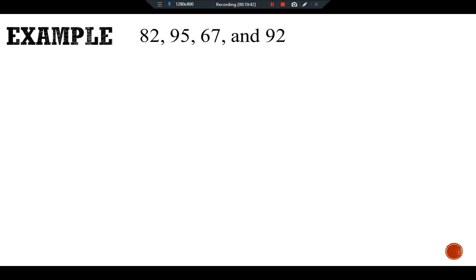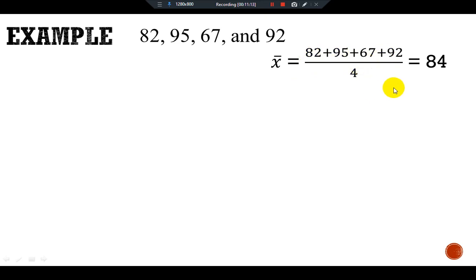Here we have the midterm scores of a sample of 4 students, that is 82, 95, 67 and 92. We have to calculate the variance of this data. First we have to calculate the mean value, that is x bar is equal to (82 plus 95 plus 67 plus 92) divided by 4, and we get 84, and we know that this is for the sample case.